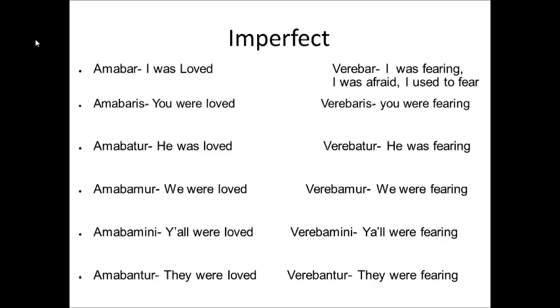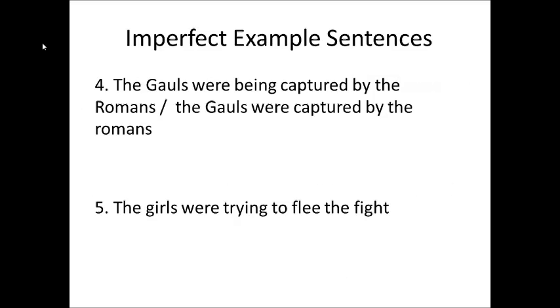Third person plural. Amabantur, they were loved. Verebantur, they were fearing. Okay, now that we have all the forms, let's move on to our example sentences. So here are your imperfect example sentences. Number 4, the Gauls were being captured by the Romans, or the Gauls were captured by the Romans. You can translate it either way.